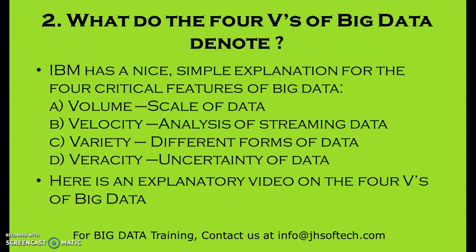What do the 4 V's of big data denote? IBM has a nice, simple explanation for the 4 critical features of big data: volume, scale of data; velocity, analysis of streaming data; variety, different forms of data; veracity, uncertainty of data. Here is an explanatory video on the 4 V's of big data, which I'm going to present to you after this video. I'm going to share it in another video, the explanation of these 4 V's and the complexity of it and how do we approach that.